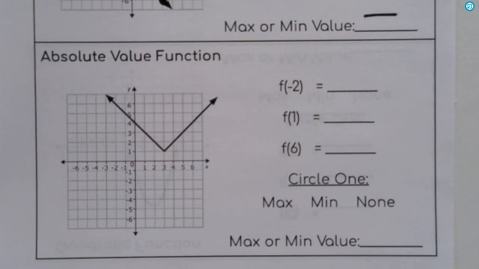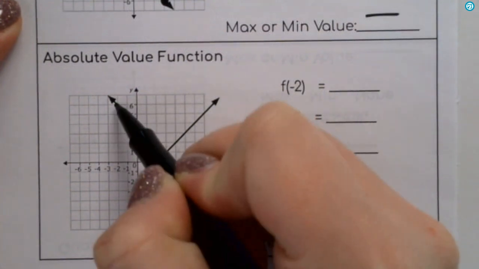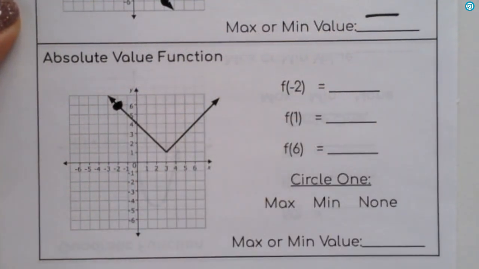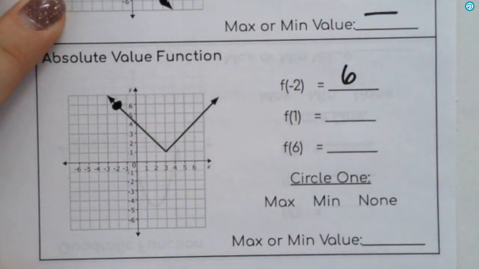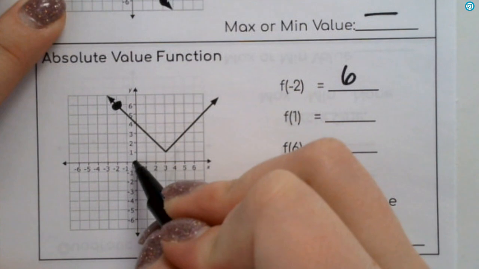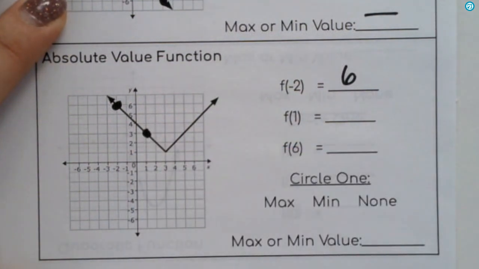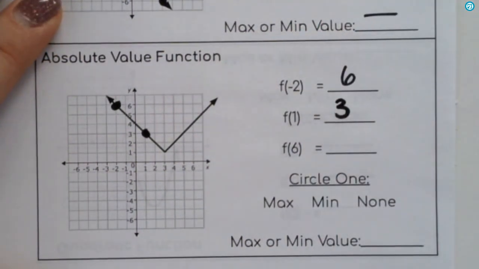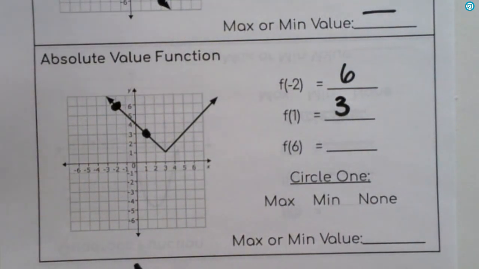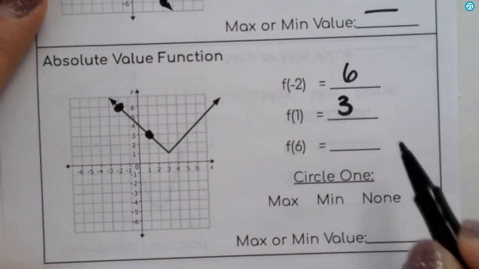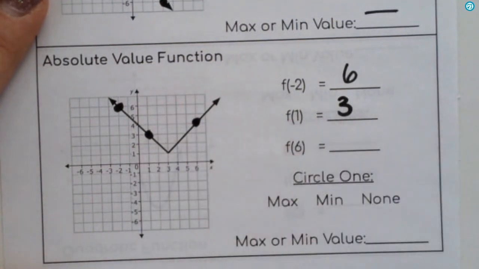F of -2, I'm going to go on my x-axis to -2, and then I go up to my graph. What is my y value there? 6. Okay, f of 1, I go on my x-axis to 1, find my corresponding y value, which is 3. I would recommend drawing the little dots on there so when you go back and look at your notes, you know where in the world you got these numbers from. F of 6, we go over to 6, up to 4, it looks like.